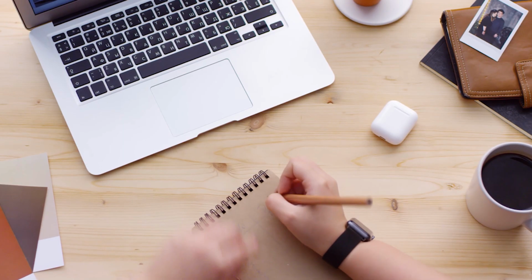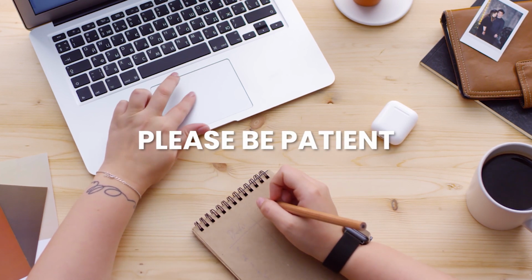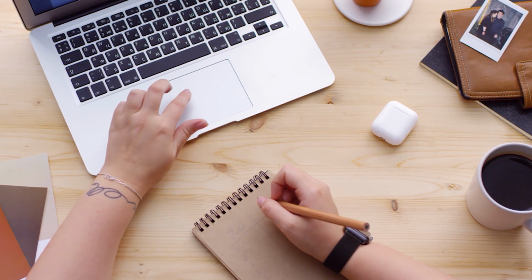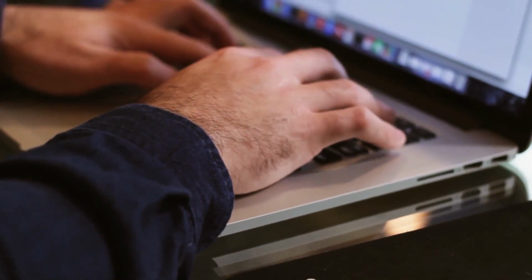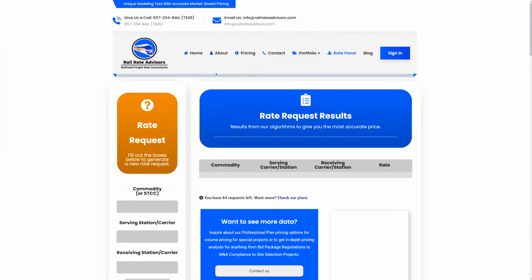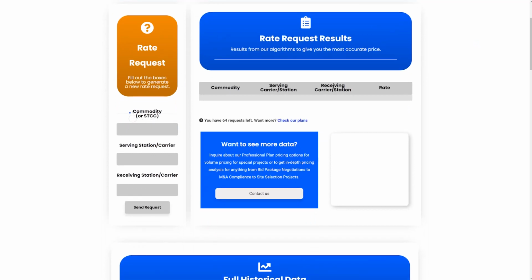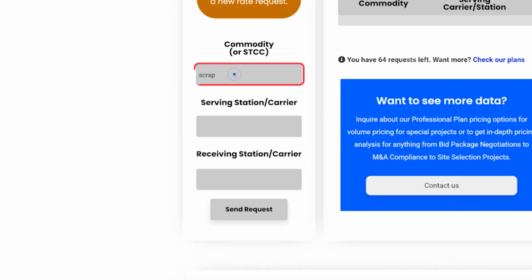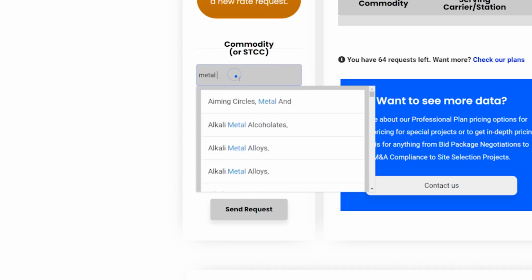If you're dealing with a lot of data, please be patient, as it may take a second or 2 for all of the data in the drop-down list to load. Now, let's take a closer look at the commodity or stick field. You don't need to know the exact commodity description name, and if you're dealing with scrap metal, for example, you can either type scrap or metal in the field to see what choices are available.